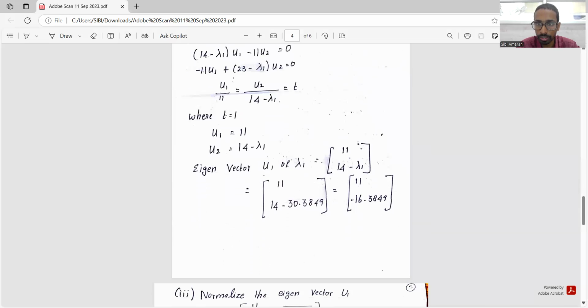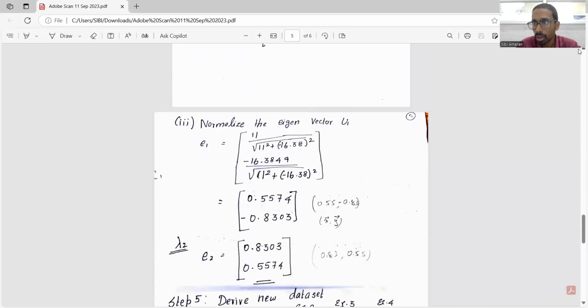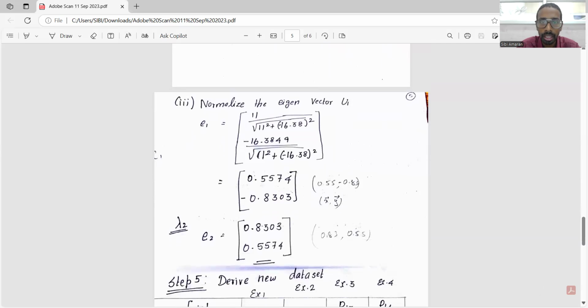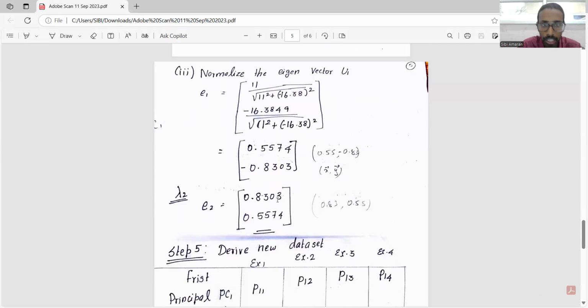So I have to simplify this finally now. While simplifying, 11 divided by root of 11 square plus (minus 16.38) whole square. In the next step, minus 16.38 divided by root of 11 square plus (minus 16.38) square. If you simplify this, you will be getting the answer like this. In the last step, if I take lambda 2 this will be the value, but I already said that the greater value I have to take. So lambda 1 is preferred.